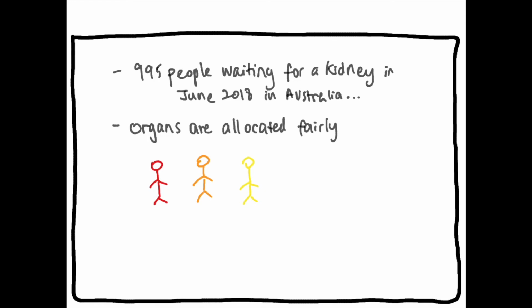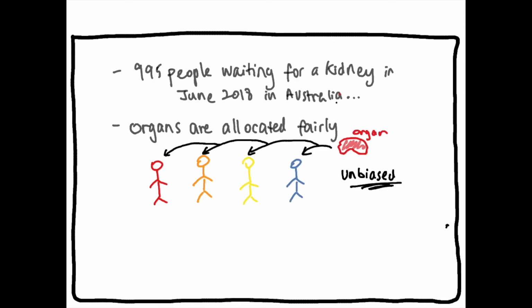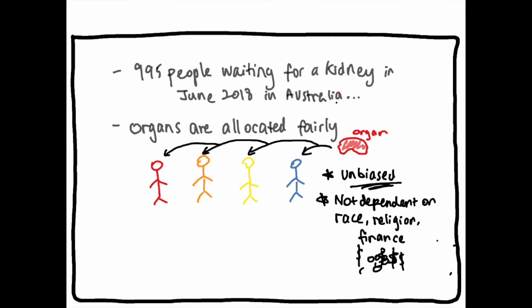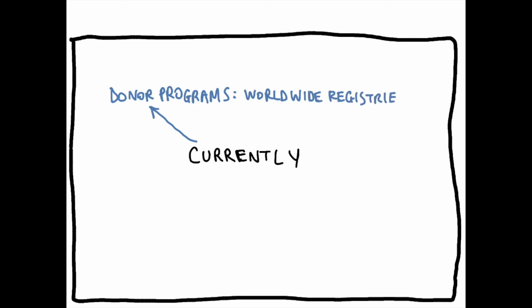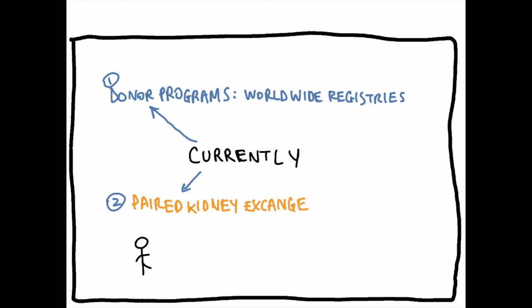Organs are allocated fairly without any bias and not dependent on race, religion, gender, social status, disability, or age, unless age is relevant to the matching process. Currently, there are donor programs that utilize worldwide registries to establish donor and recipient matches quicker than ever before. There is also a paired kidney exchange where multiple people undergo kidney transplantations to ultimately allow those in need of a kidney to receive one quicker than traditional methods.